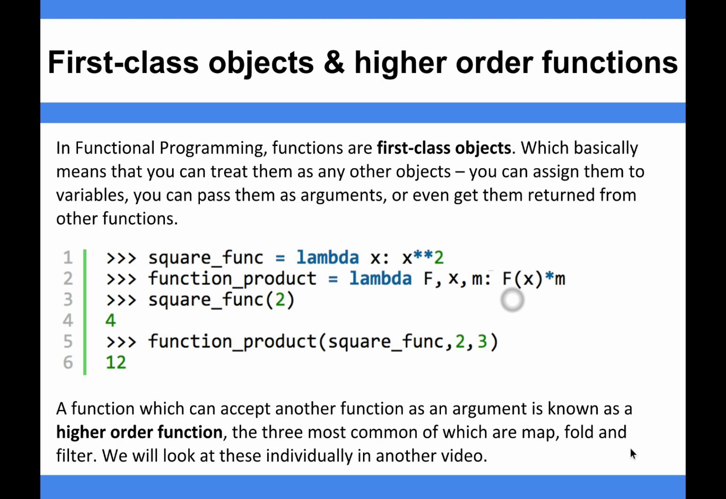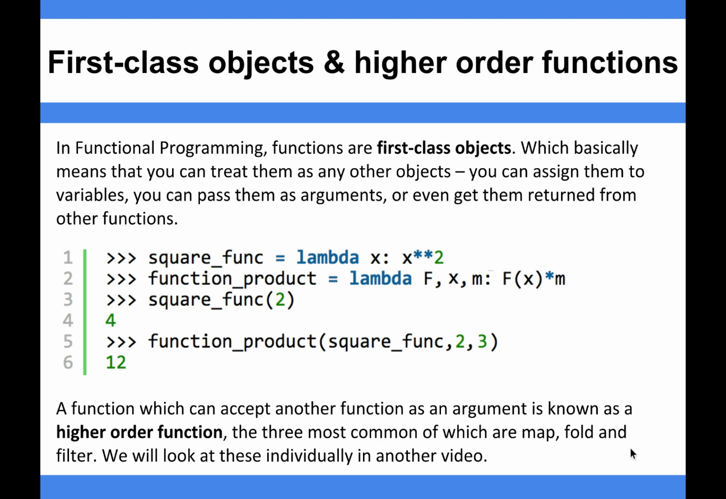So let's go through this. If f is square function and I'm passing it 2, we know square function 2 returns 4. So that bit returns 4, and then you times that by m, which was 3. So 4 times 3 is 12, and you can see our result was 12. If the lambda bit's confusing you, my advice is try and recreate this using the normal def way that you've defined functions in the past, but it still works the same.